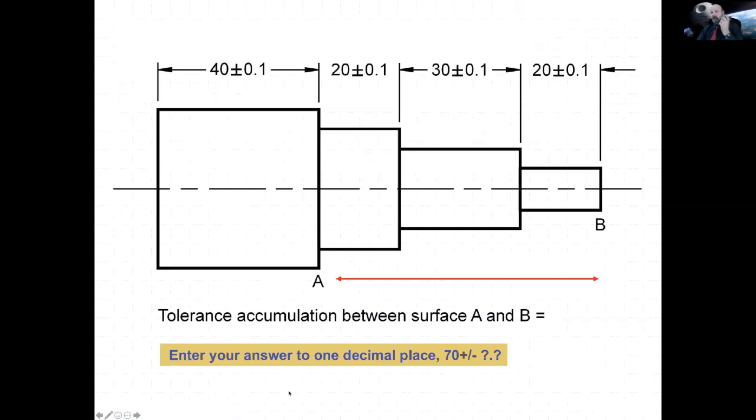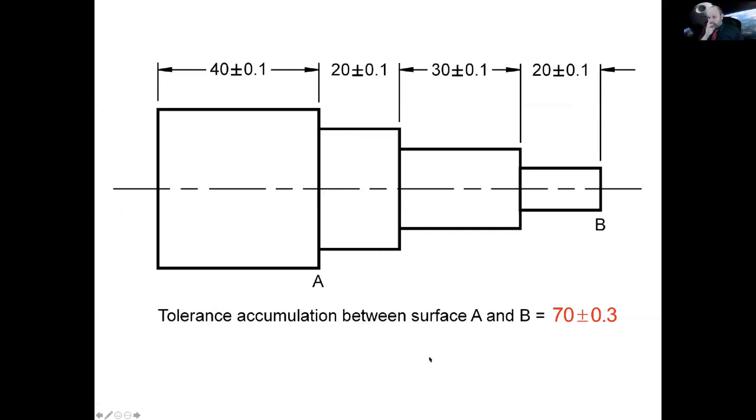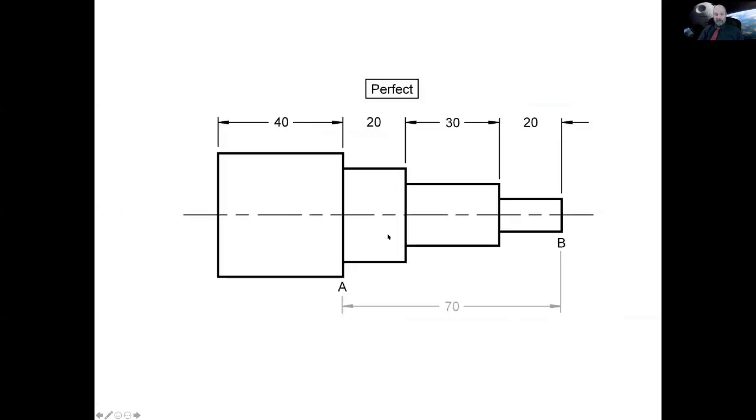Okay, so let's take a look at this example again. If we wanted to look at the tolerance accumulation between A and B, that would be 70, plus or minus something. So can someone put in the chat box what that plus or minus would be in this scenario? Again, that's the distance between A and B, 70 plus or minus something. We got plus or minus 0.4, 0.3, 0.3, 0.3. Okay.